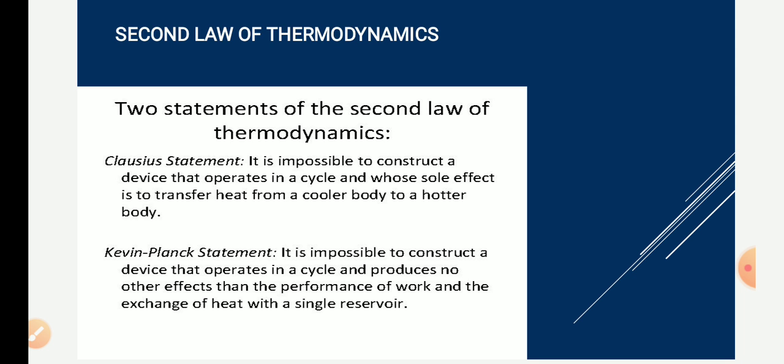An example for the Clausius statement is the refrigerator, because in refrigerators, by applying external work, that means by giving electricity, we get the cooling. By abstracting the heat at the backside of the refrigerator, we get the coolness. So it is an example of the Clausius statement, and the Kelvin-Planck statement is the heat engine.